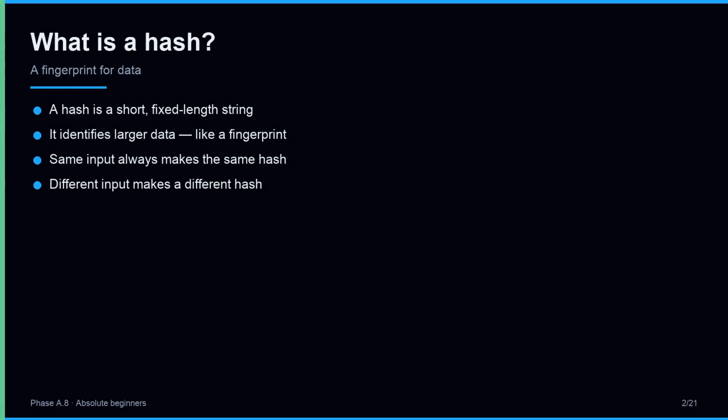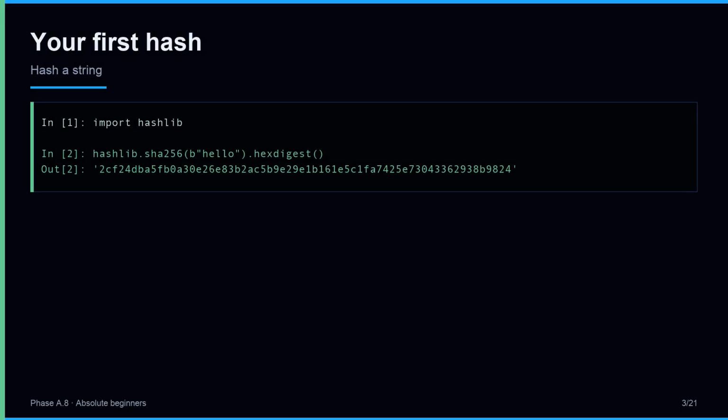data. Feed in the word hello, get back a fixed hex string. Feed in hello again tomorrow, you get the exact same string back. That is the rule, the same input always produces the same hash. But change even one letter, capital H, lowercase lo, and the hash is completely different. Not similar, not close. Different. That is what makes hashing so useful. Same input, same mark.